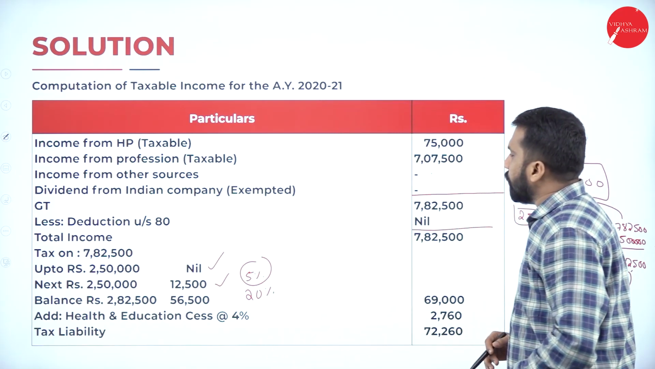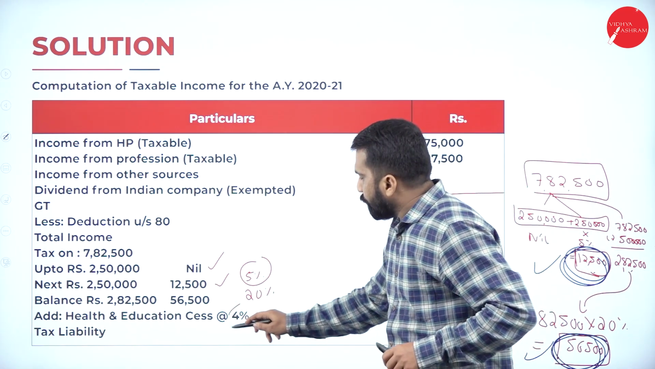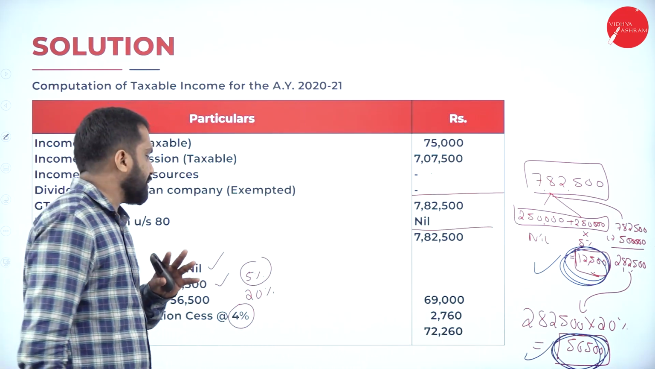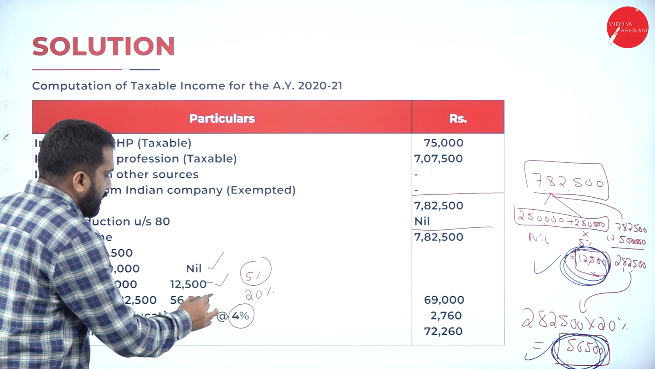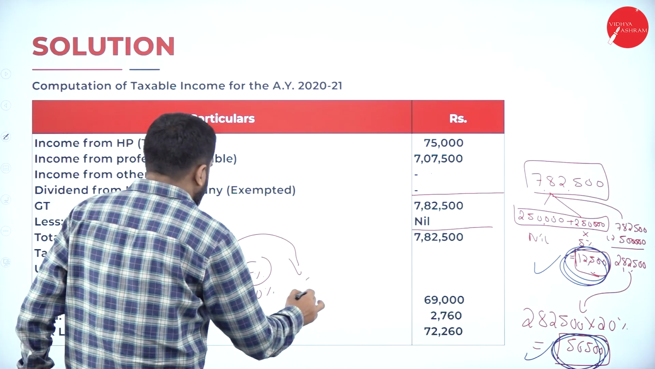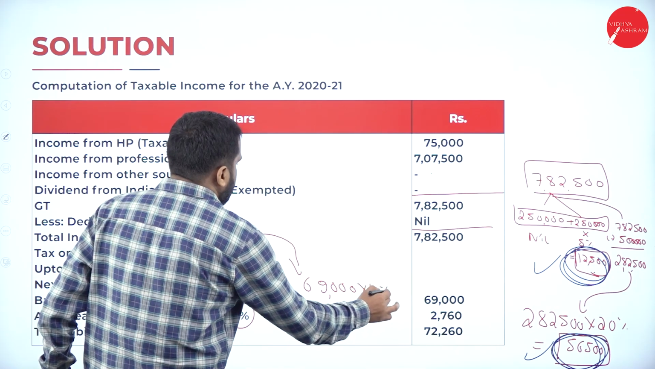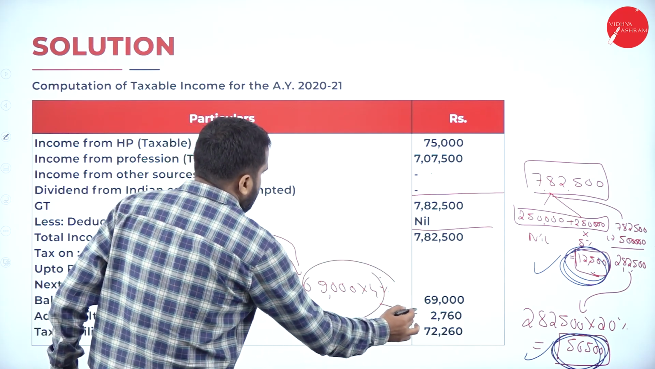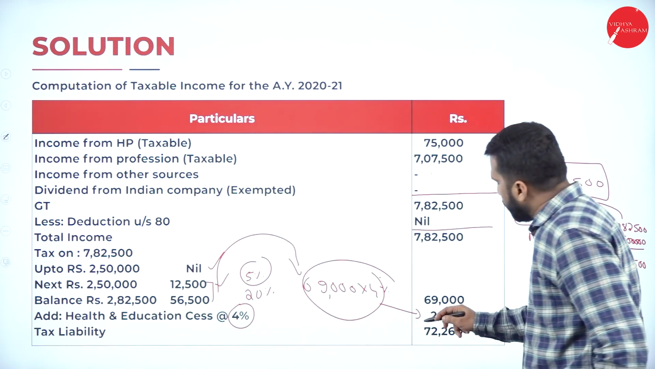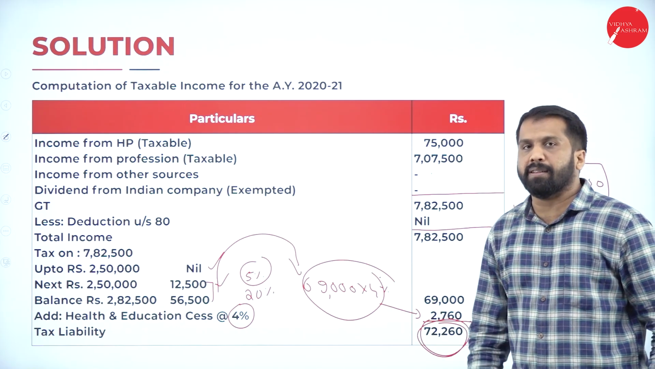Now, so in this, what happens? You calculated. What is the education cess? 4%. After adding this, you take education cess of 4%. Now, 12,500 plus 56,500, how much is it? This is around 69,000 multiplied with 4%. This will be 2,760. Hope you are clear. What is the total taxable value? 72,260 is your total taxable value.